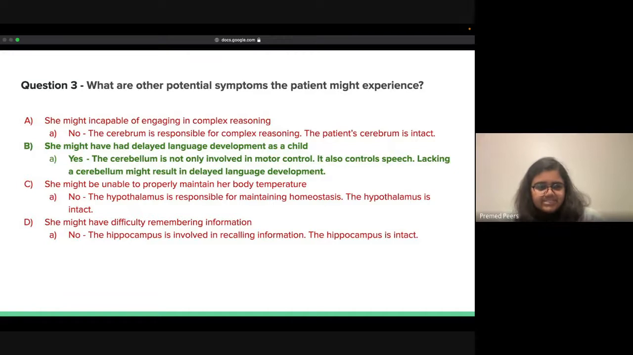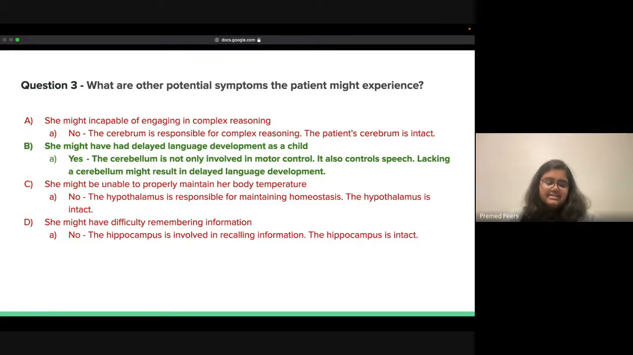So the correct answer for this is B. So let's just go through each of the options. First, she might be incapable of engaging in complex reasoning. No, that's the cerebrum, which is responsible for complex reasoning, and the patient's cerebrum is intact, as you can see in the CT scan. B, she might have had delayed language development as a child.